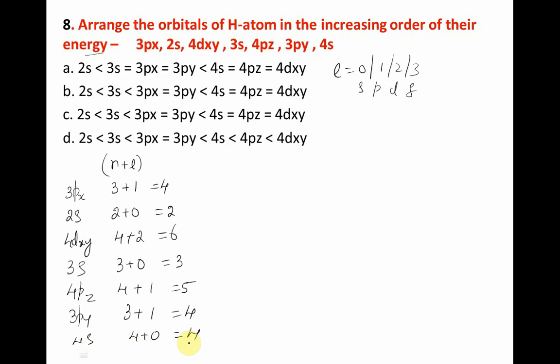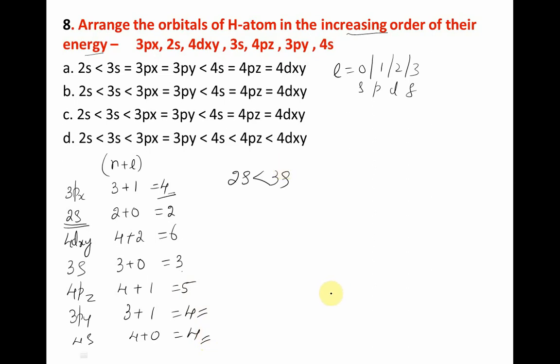Arrange the orbitals of hydrogen atom in the increasing order. Increasing means lower energy level to higher energy level, which possesses lower n plus l value. 2s possesses lower energy value. After 2s we got 3s. Then after that we got 1, 2, 3, total 3 orbitals having the same n plus l value. Then which one possesses lower energy depends on the value of n.